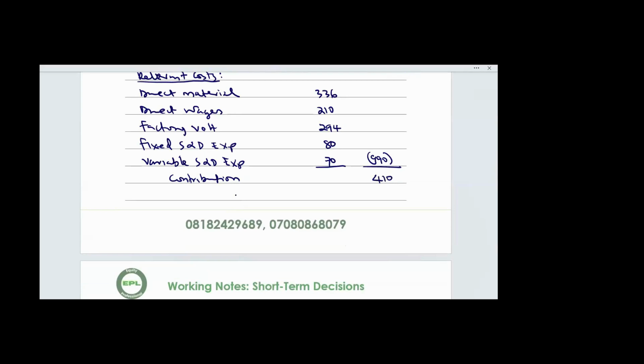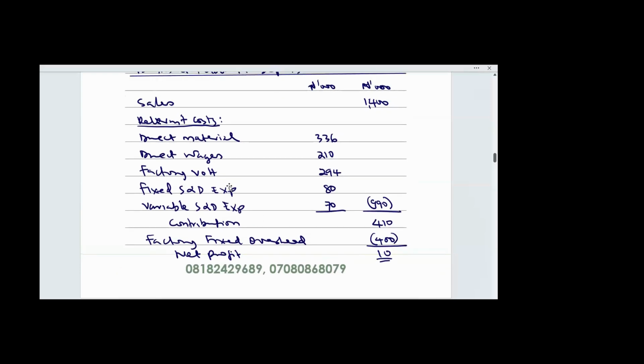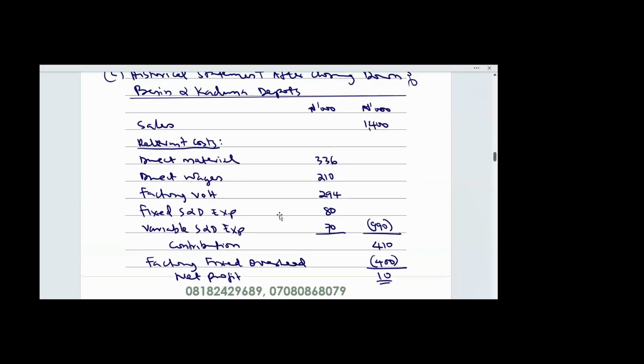Then you less factory fixed overhead, 400,000. Well, only Lagos will bear the entire 400,000. Since you are no more producing in Benin and Kaduna, only Lagos will bear everything. Therefore, here will be equal to 10. This is the net profit after closing down of Benin and Kaduna. So that's what the examiner wants you to do in the C requirement.